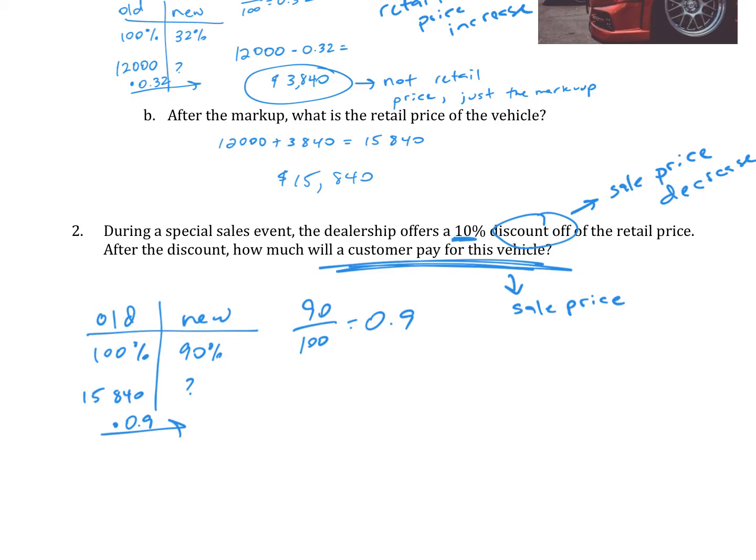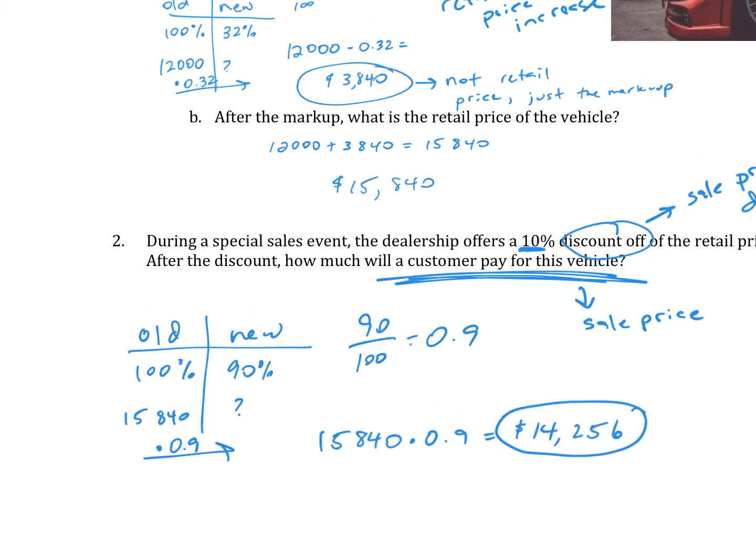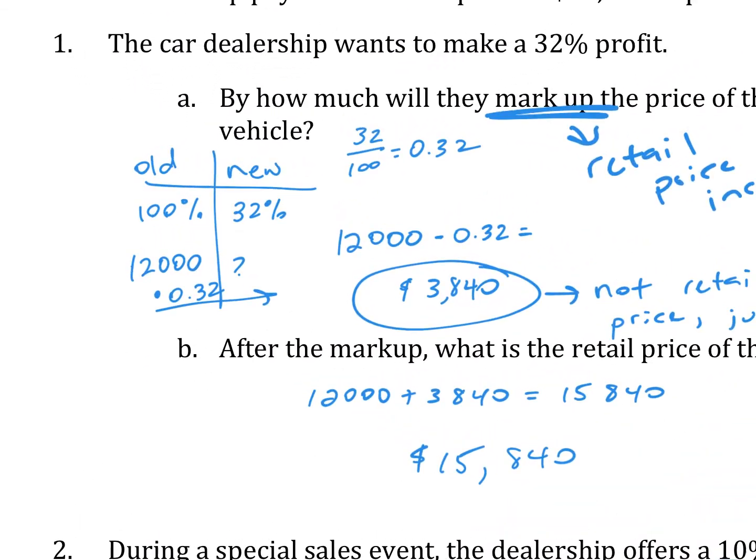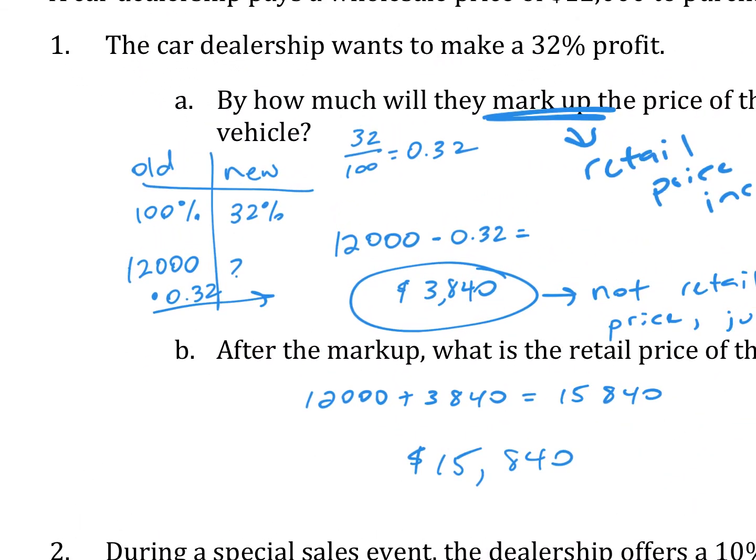Now, 15,840 times 0.9 is 14,256. So just remember that you have to think about what you're trying to calculate when you're deciding on your percentages for the old versus new. For question A here, we just wanted to know the markup amount, which is why we use 32%. But if we wanted to go straight to the retail price, we could have also multiplied by 1.32.